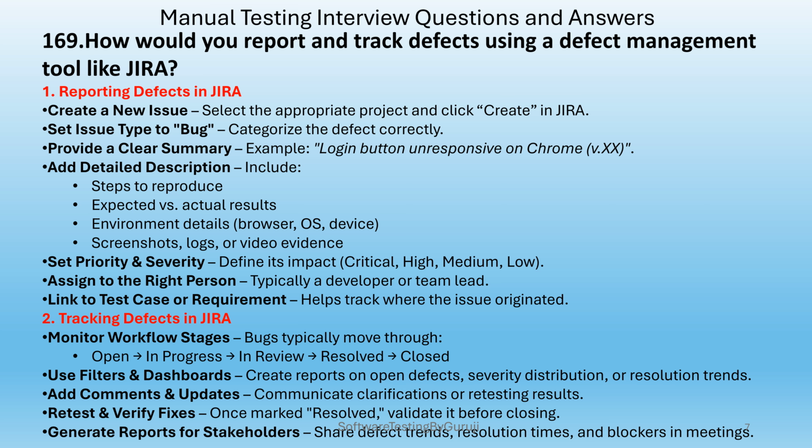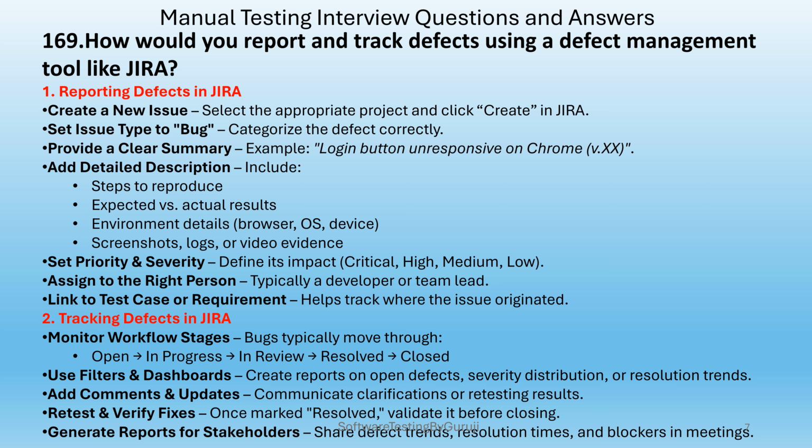Next question is, how would you report and track defect using a defect management tool like Jira? First, reporting defects in Jira. Create a new issue, select the appropriate project and click create in Jira. Set issue type to bug. Categorize the defect correctly. Provide a clear summary. Example, login button unresponsive on Chrome.